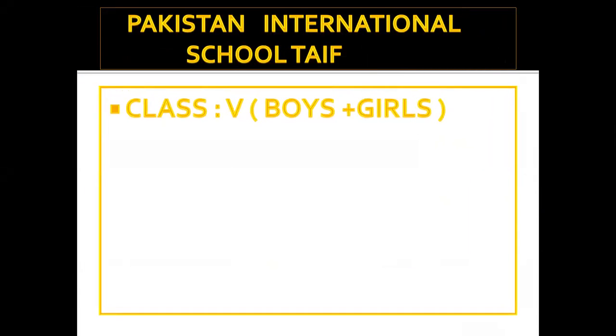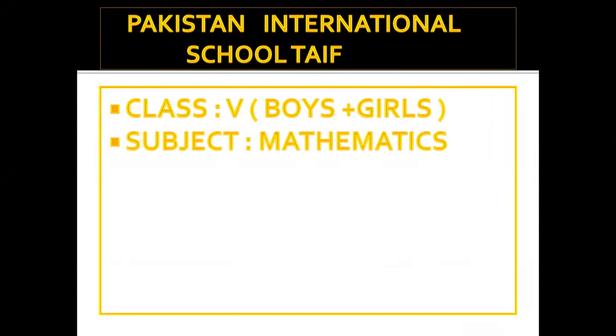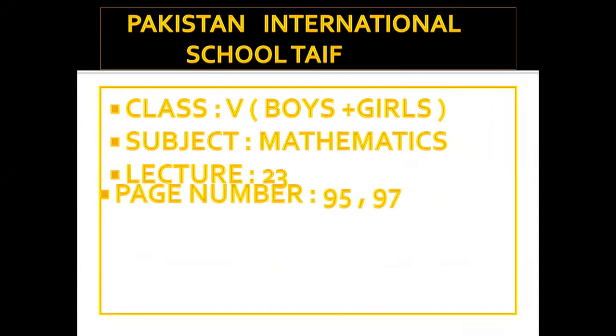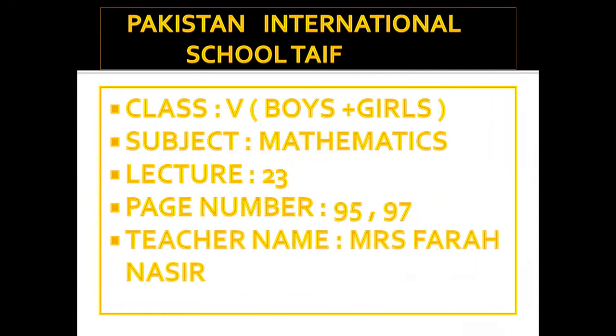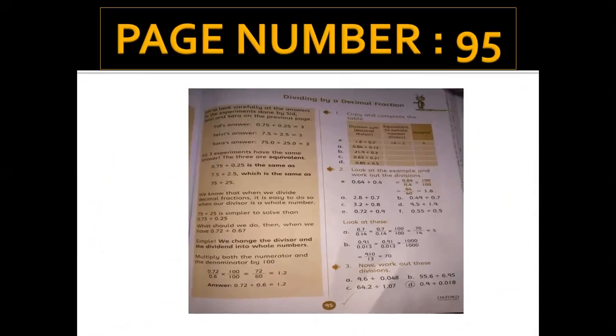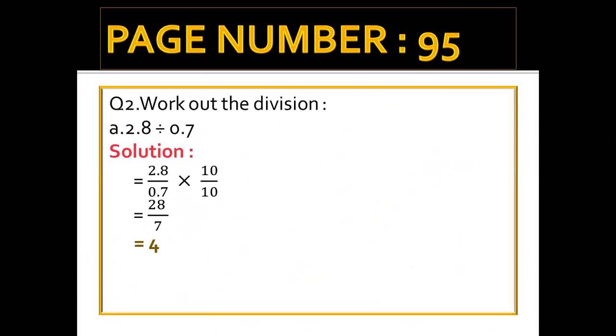Alhamdulillah, today is our 23rd lecture, and this lecture is about pages 95 and 97. On page 95, three questions are there. Question 2 and question 3 are included in our scheme with all parts. In question 2, we have parts A to F, and in question 3, parts A to D.